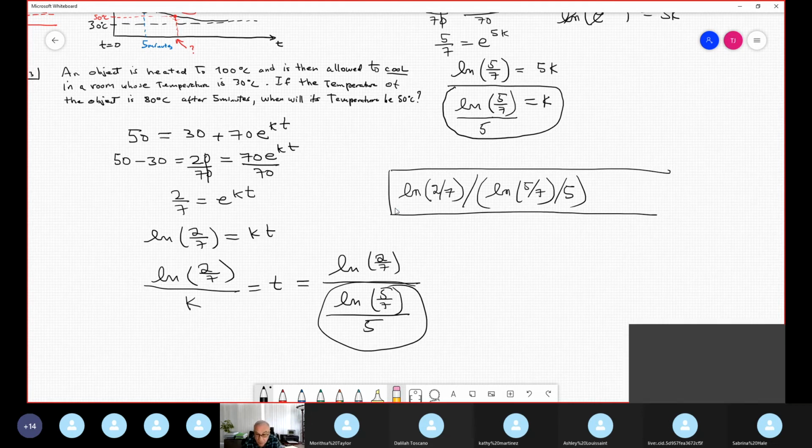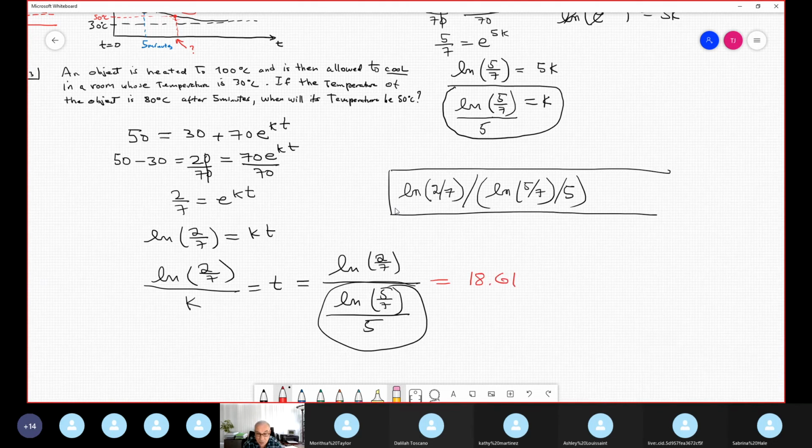Exactly, Sabrina. It's 18.61. Then, what is the unit that we are using in that problem? Minute. And it's the final answer. End of the story.